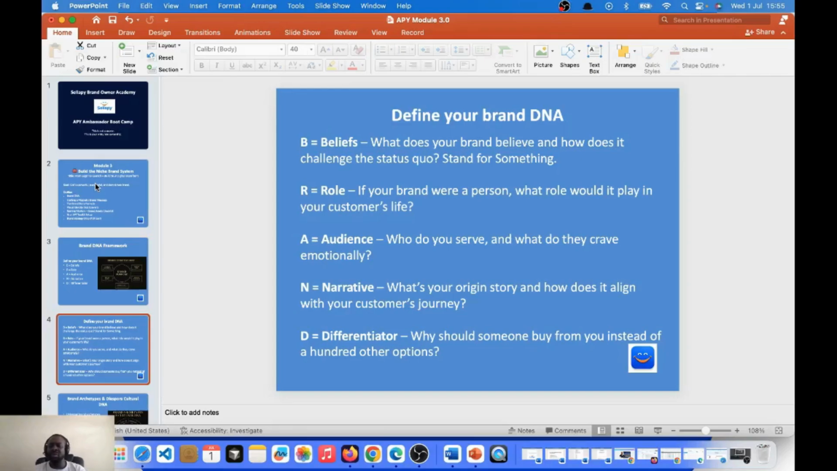Let's move to the R, which is the role. When it comes to the role, there is this important question you need to ask yourself as a brand builder. If your brand were to be a person, what role would it play in the life of your customer? So I want you to imagine that your brand is a human being. What role do you expect your brand to play in the life of the customer or client you are serving?